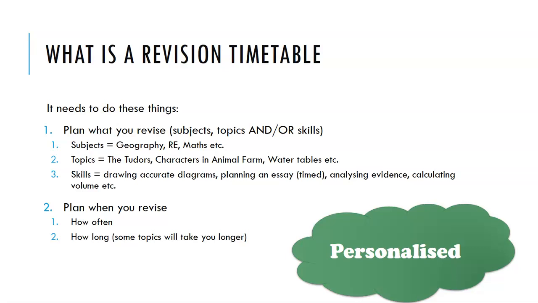The other thing a revision timetable does is you need to plan when you revise, so how often you revise and for how long. And you have to take your life into account. So if you know that you always, for example, have a football club at a certain time on a Tuesday, you can't revise then. But then you might have to make sacrifices of a time when you'd normally watch telly in order to make up that time. So you need to look at your life realistically and think, when will I revise?